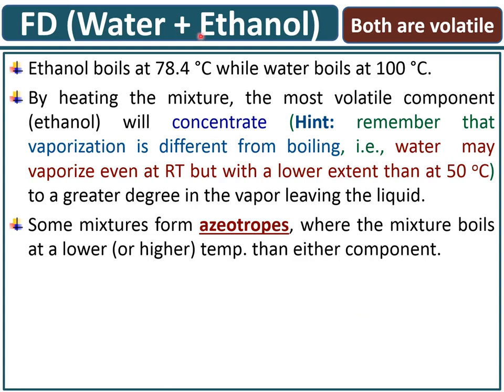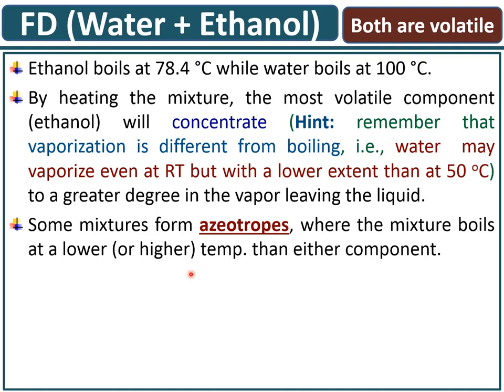For a certain composition of the mixture, we will observe that the boiling point of that mixture will be lower than the boiling point of water and the boiling point of ethanol. Of course, other solutions may form different azeotropes where the mixture may boil at a higher temperature, not lower. Both of them, of course, are non-ideal, and we will take some examples about both cases. Unfortunately, for azeotropic mixtures, the complete purification of liquids is difficult.